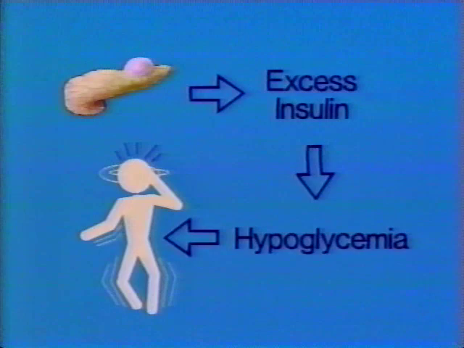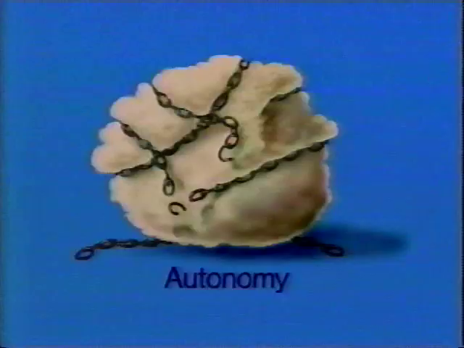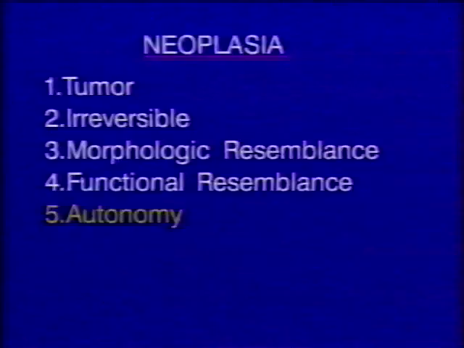Important clinical features of a tumor may result from its functional as well as its structural effects. Again, the emphasis is on tends to, since some neoplasms show little or no detectable evidence of tissue-specific functions. In addition, some neoplasms result in such non-specific systemic effects as cachexia, fever, and increased susceptibility to infection. Fifth, neoplasms grow and function somewhat independently of the homeostatic mechanisms which control normal tissue growth and function. This is referred to as autonomy.